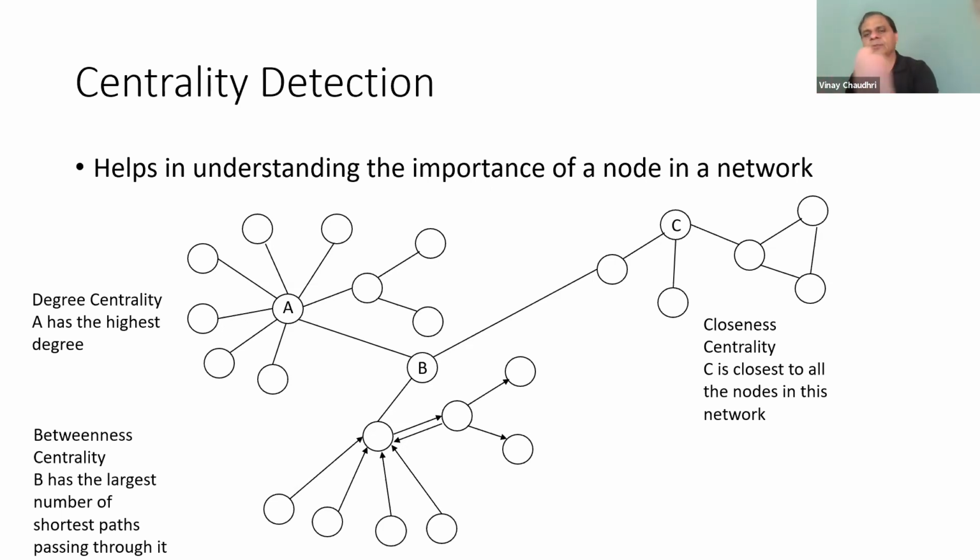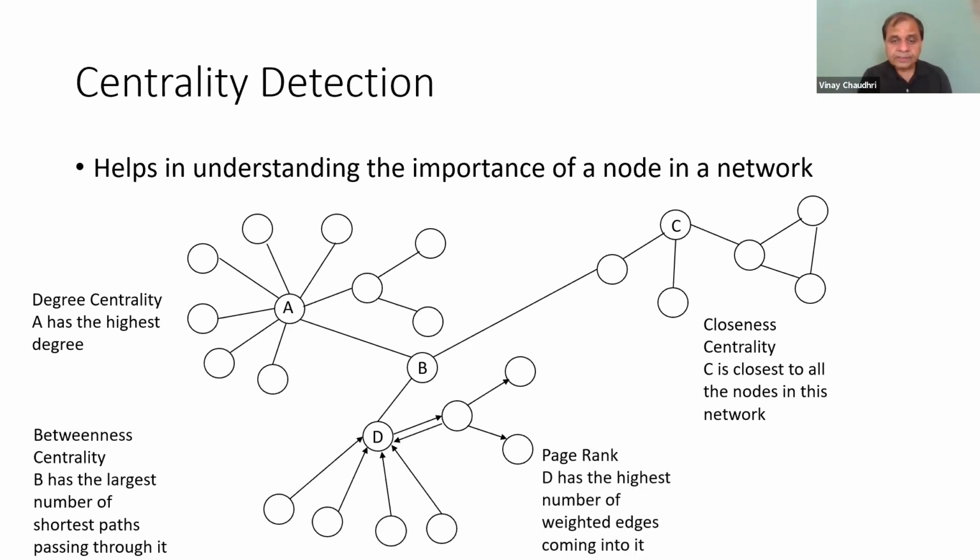And in that fragment, node C has the highest closeness centrality because it is closest to all the nodes in the graph. And again, underlying this, obviously, you would have to calculate the shortest paths, and then figure out which node is closest to the most number of nodes. But at the highest level, the definition is that C is a node which is closest to all the nodes in the network.